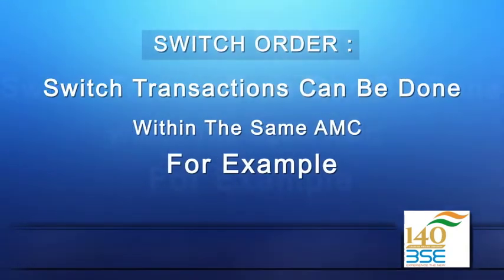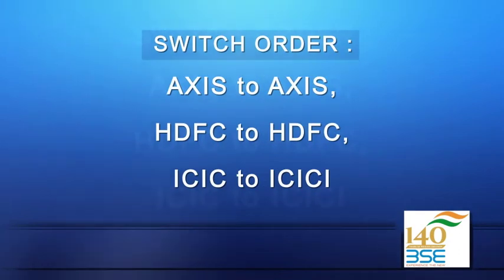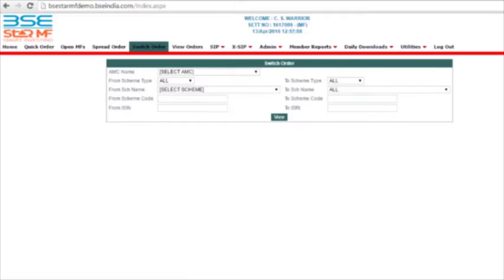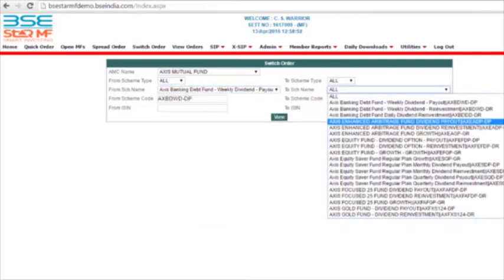Switch order. Switch transactions can be done within the same AMC, for example, Axis to Axis, HDFC to HDFC, ICICI to ICICI, and these switches can be switch out or switch in. To punch a switch order transaction, we need to click on switch order from the main page, and then you will be navigated to the switch order page, where you will need to fill in the appropriate details like selecting the AMC, selecting the schemes for switching out and schemes for switching in.